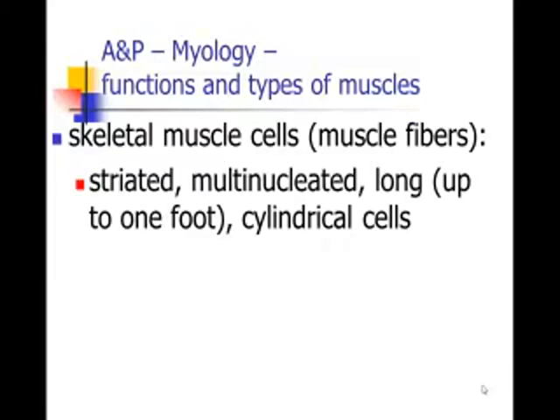Skeletal muscle cells are sometimes called muscle fibers, and they are striated. We're going to be seeing some pictures of the striations. The striations simply mean that there are stripes if you were to look at them with a microscope. They're mostly multinucleated. This is a fairly unusual situation. Most cells in the body have a single nucleus. There are some others that are multinucleated. For example, the polymorphonuclear neutrophils can have more than one nucleus, but mostly cells just have one.